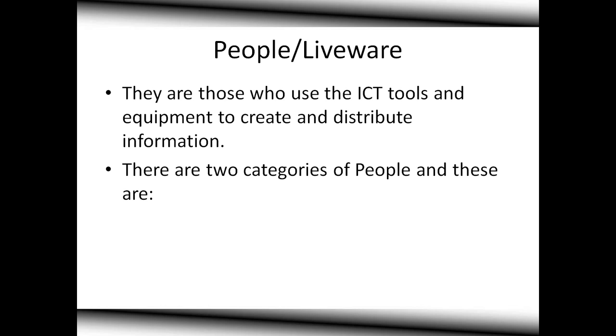We have 2 categories of people, right? These categories are professionals, and then we have end users. The categories of people are professionals and end users. So you can have ICT professionals, or you can say computer science professionals, or you can say computer engineering professionals. Then we have end users as well. So we have ICT end users.